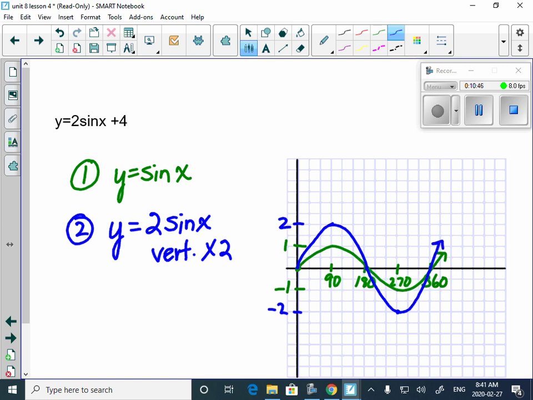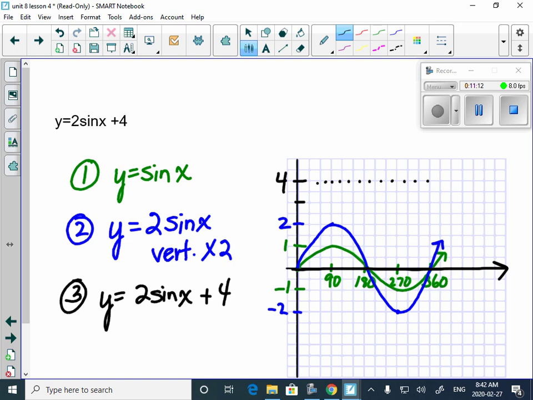The last transformation is that vertical translation for up. Y equals 2 sine x plus 4. So that means every point is moved up 4. A nice way to do this is to say, you know what? If every point has been moved up 4, then that axis, which is usually right along 0, is now at 4.